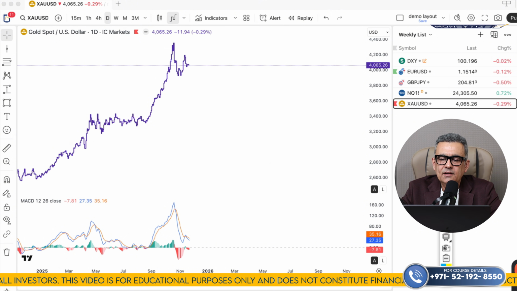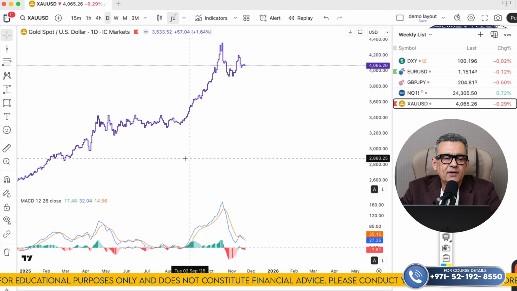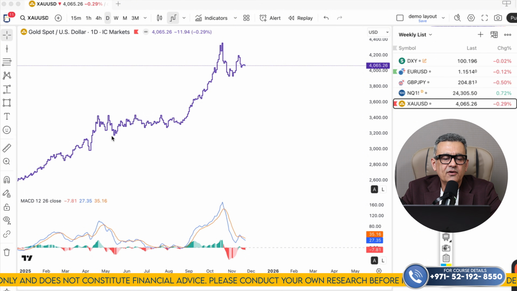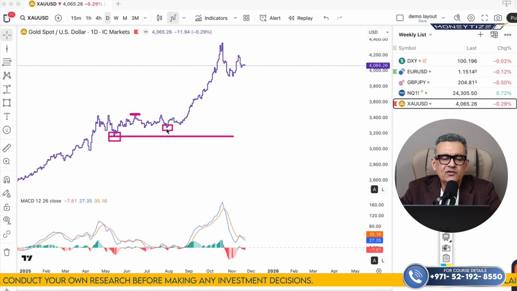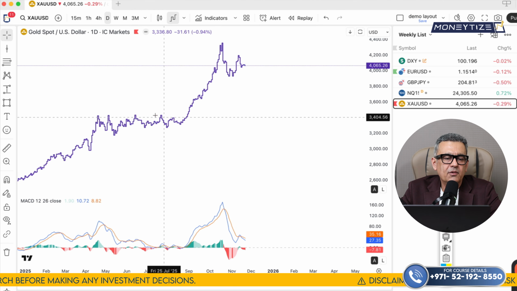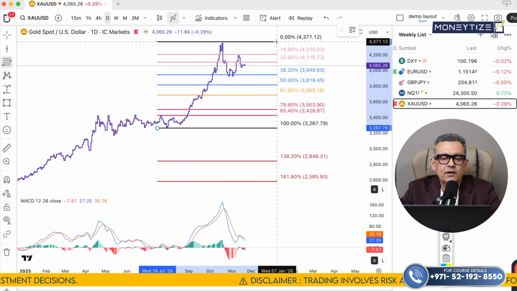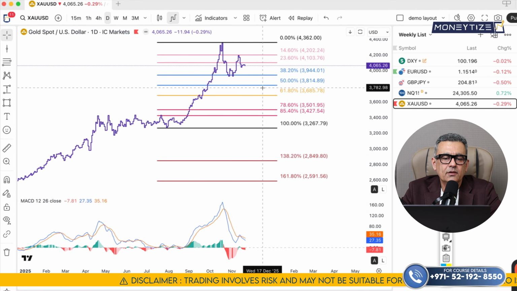Now, exactly a similar pattern is being formed on gold right now. First thing, I'll be using Fibonacci retracement to check the percentage of correction here. I'll be using this low as point A, this is point B and point C, and from point C I will apply Fib retracement to the top. So let's apply Fibonacci retracement. We'll start from point C and connect to the highest point. And gold has corrected exactly 38%.